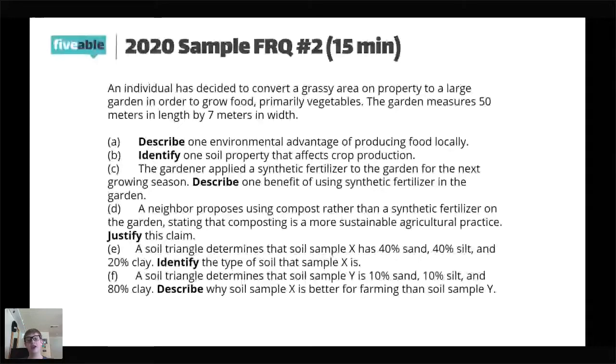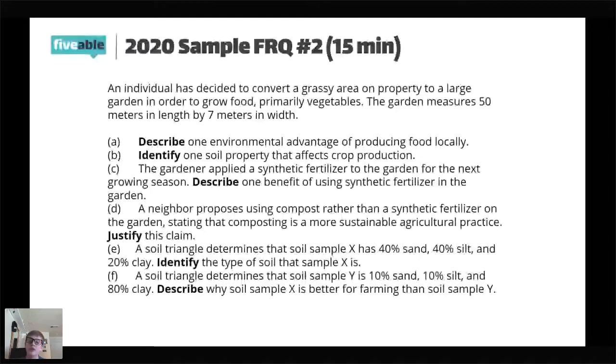So now we've already identified the soil sample. So now we're going to look at Part F. A soil triangle determines that soil sample Y is 10% sand, 10% silt, and 80% clay.